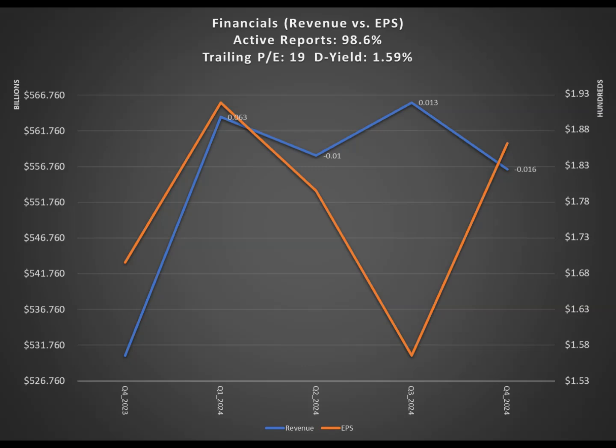Footnotes for the financial sector. New edition, Apollo Global Management, Exchange, NYSE, ticker, APO, sub-industry, asset management and custody banks. Missing reports, BlackRock Incorporated, ticker BLK, no reports since Q3, 2024.